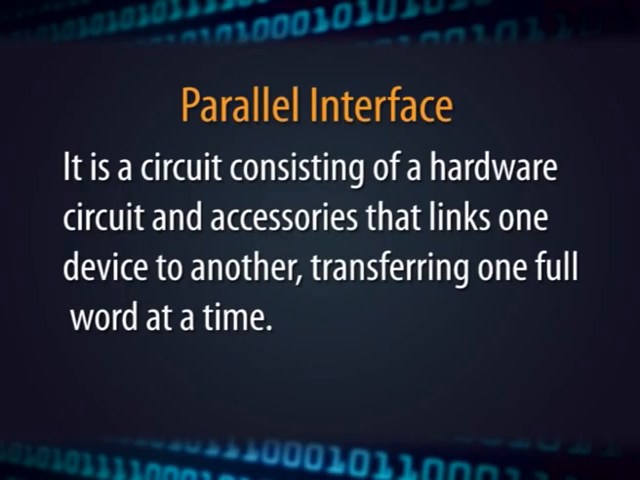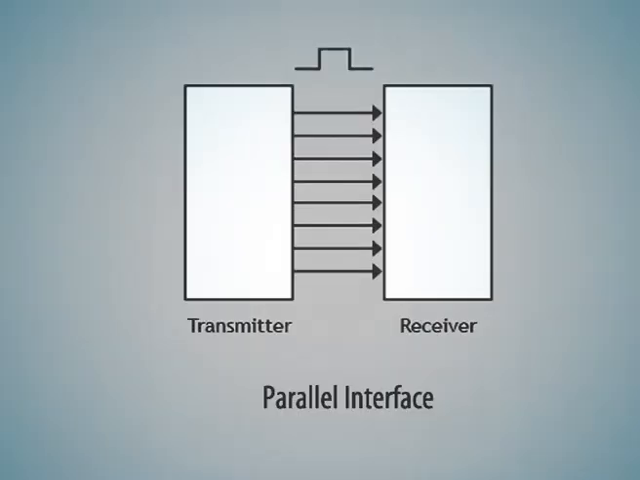By definition, a parallel interface is a circuit consisting of hardware components and accessories that links one device to another, transferring one full word at a time. If there are n bits in a word, such as n equal to 8 or 16 or 32 bits, then that many wires are connected between two devices, such that all bits of the word are transferred at the same time.